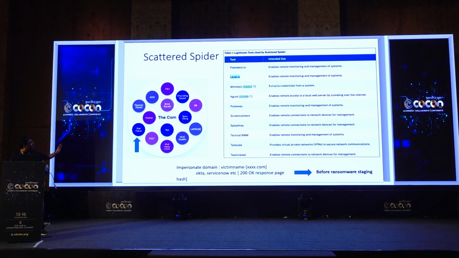Last, I won't take too much time. Scattered Spider, you must have heard of this name. They are well known to target telecoms, the gaming industry, and various other industries. This is one of the most notorious and threatening groups. They go after people physically. That's because they rely on SIM swapping.